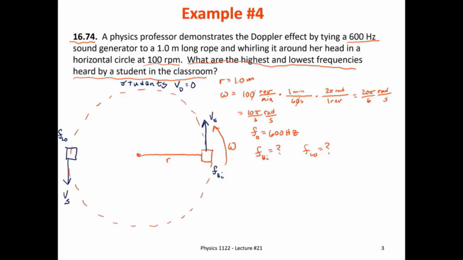So now we bring out the Doppler effect equation, which says that we can calculate the frequency heard by the students as f naught times v, the speed of sound in the medium, plus or minus the speed of the detectors, divided by v plus or minus the speed of the source. And the speed of the detectors, the students, is 0. So this equation is going to simplify.